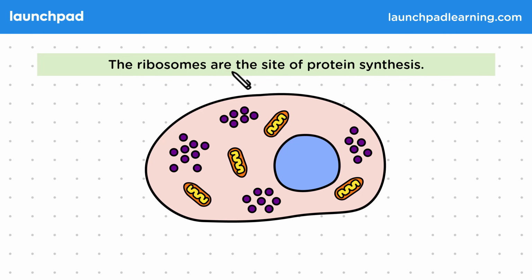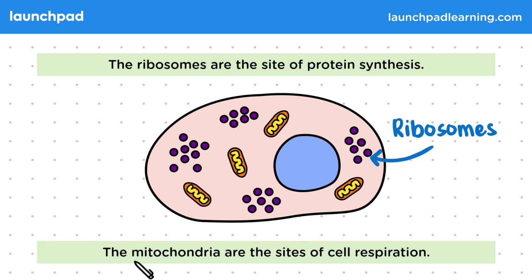The ribosomes are the site of protein synthesis. These purple dots on our diagram show the ribosomes. These are a very, very small organelle. The mitochondria are the sites of cell respiration. On our diagram, this yellow and orange structure is a mitochondrion.